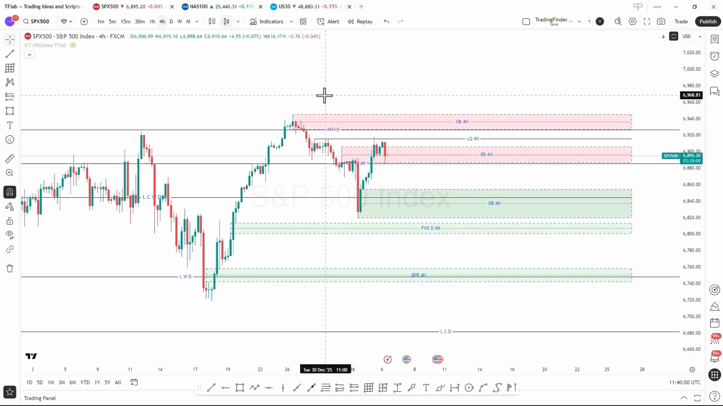Hello, good day. This is the daily analysis of S&P 500, NASDAQ, and Dow Jones for January 6th. The price closed above the rejection block with increased momentum, and ultimately, it formed a buy-side liquidity grab here.